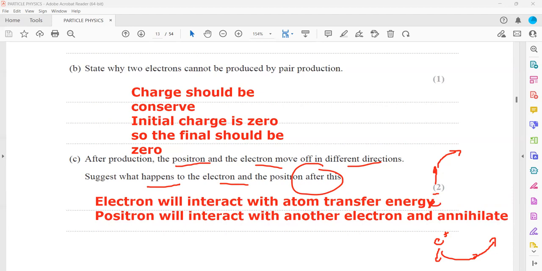Annihilation is a possibility because the positron is an antiparticle, and we have most of the particles on Earth, not antiparticles. So the positron can directly interact with a particle such as an electron and they can annihilate. But what happened to the electron? The electron may collide with another atom, may cause ionization, or may transfer its energy.